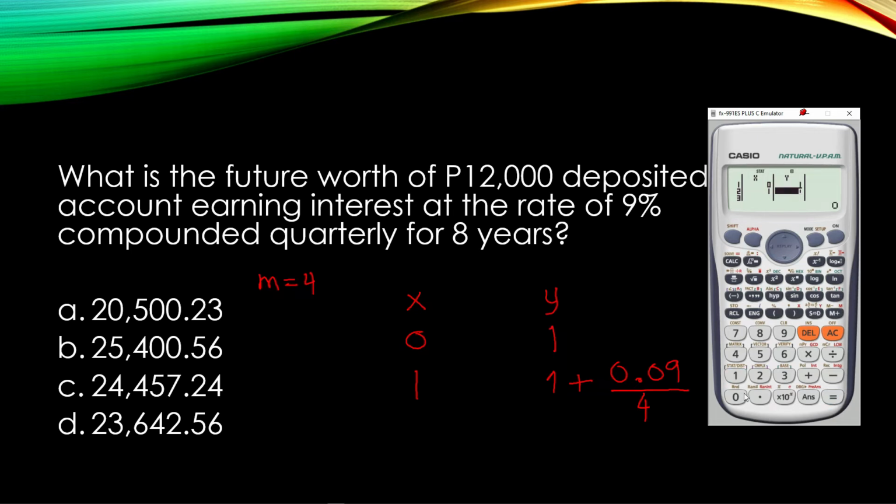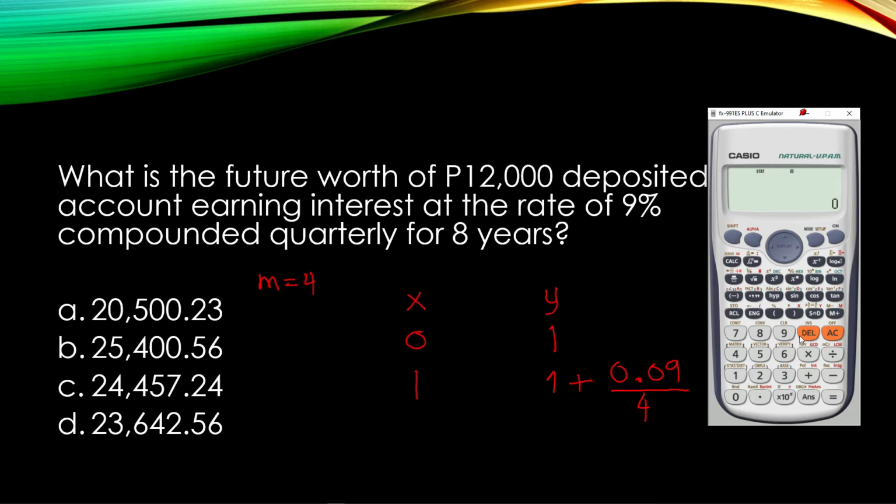After that, we have 1 and then 1 plus 0.09. Or you could just use this, 9%. Pwede din. Ayan, 9%. Meron tayong percentage dito. Okay, you can just use that one and then divide mo yan by 4. Okay. So, ayan na. Then, press AC to save the table.